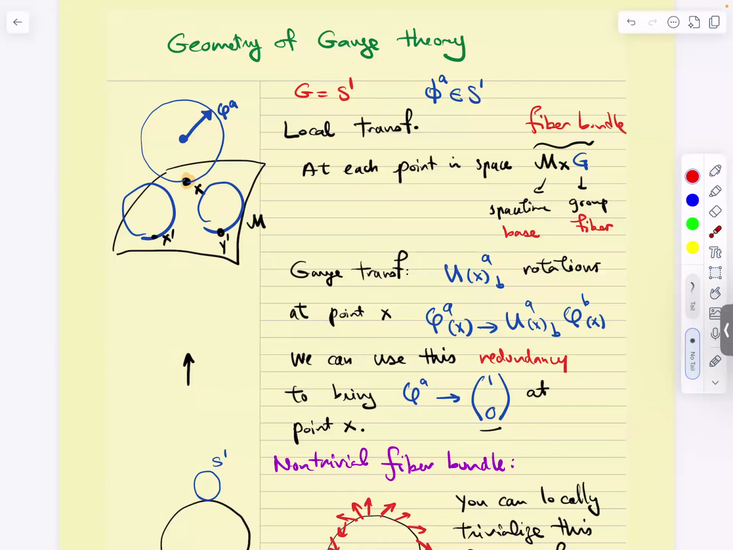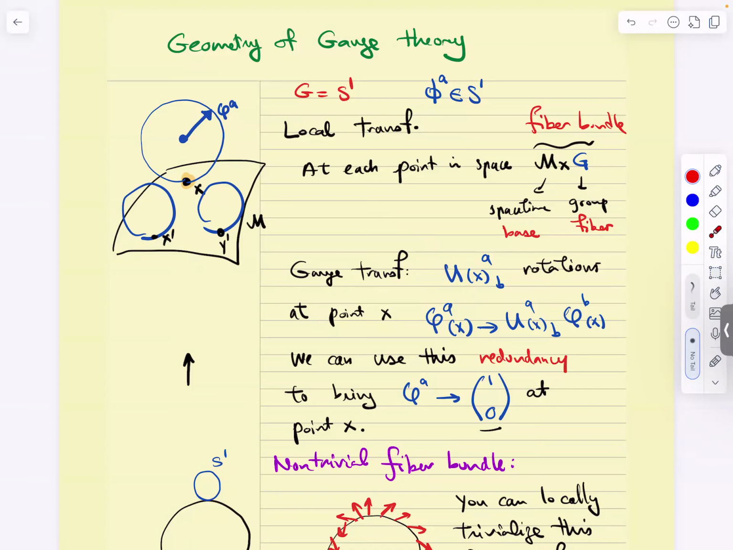What it is just locally, when I draw this picture, locally your manifold is M times X, right? Locally. This is called base, this is called fiber. All right, a group transformation at each point is a rotation. It moves around this point, right? And these are supposed to be redundancies.